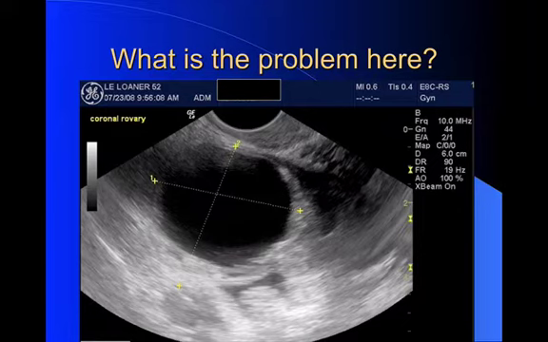Here we see a cyst that has not ruptured yet and was causing pain in the pelvis. And this is when we really want to check the flow, especially if an ovary is more than 5 centimeters and the cyst is very big. That's more likely to cause torsion.